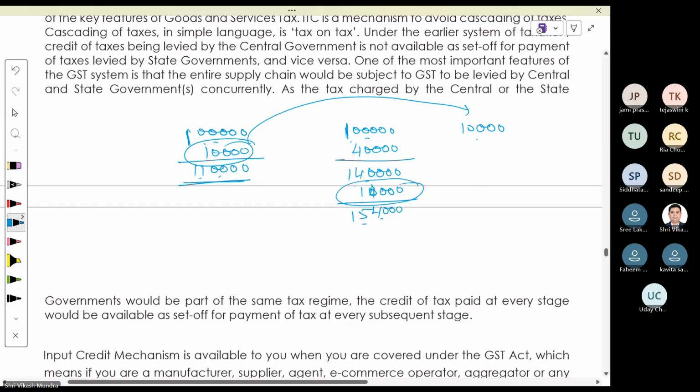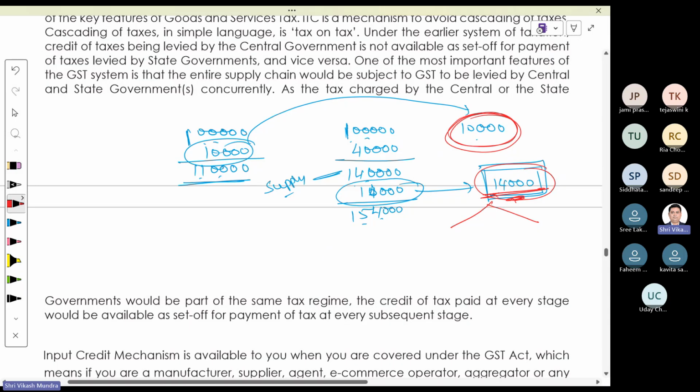Now, I'm supposed to pay this 14,000 to the government. This is my liability. I made this supply, and on this supply I have created my liability. That is, 14,000 is my liability. Now I want to discharge this liability, that means I'm supposed to pay this money to the government. How to discharge it? Number one, I will utilize the prepayment of tax, that is known as ITC. I will discharge 10,000 out of this ITC, and the remaining amount, 4,000, I am supposed to pay through my bank account, in cash, to the government of India.